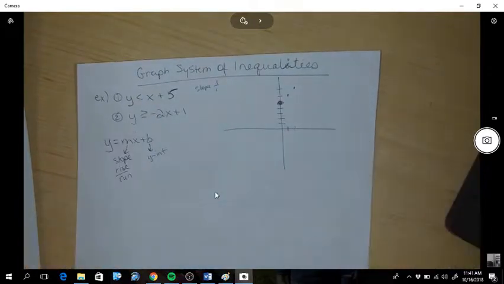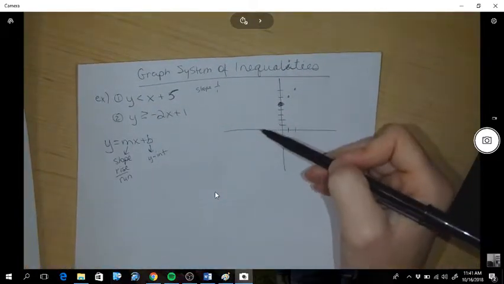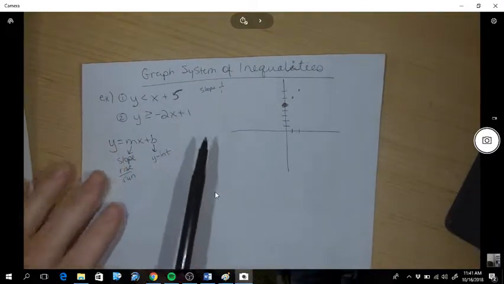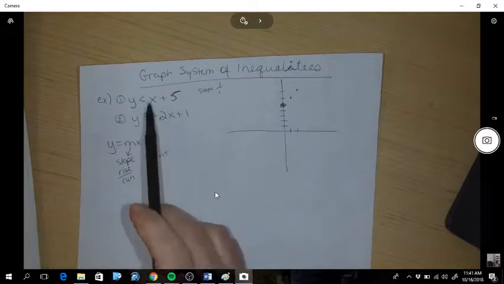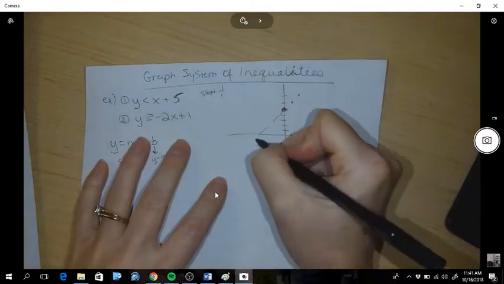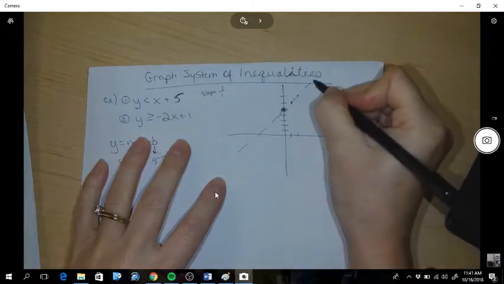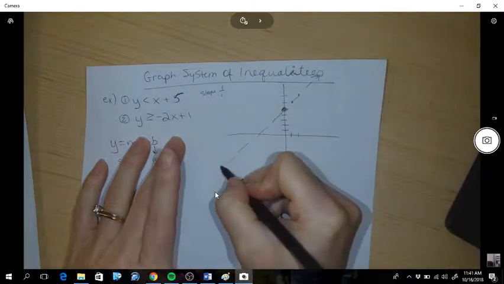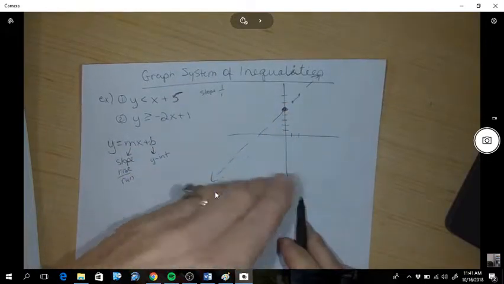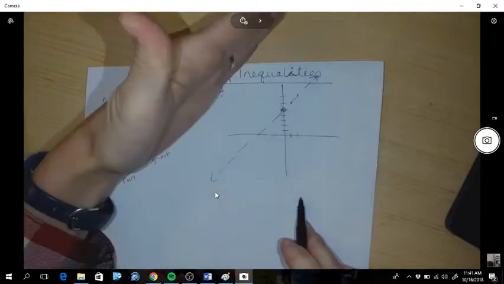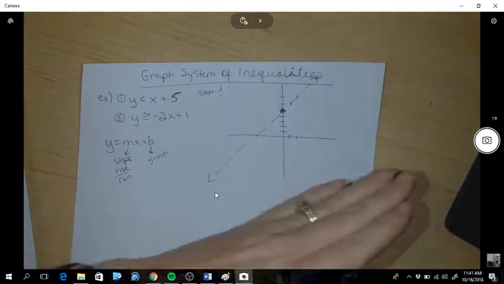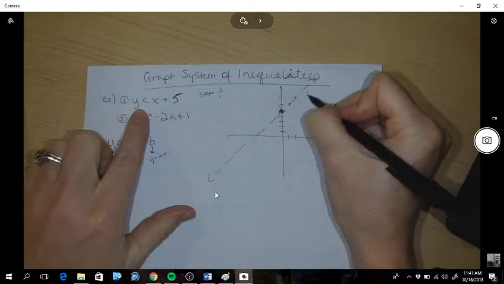Okay, now you can see my line is going to be like this, but before you draw a line, you have to say, am I equal to this line or not? This says just less than this line, so you're not equal to it, so you draw a dashed line. Okay, then you can see that angling up here would be greater than it, and angling down would be less than it. So we want to be on this side.